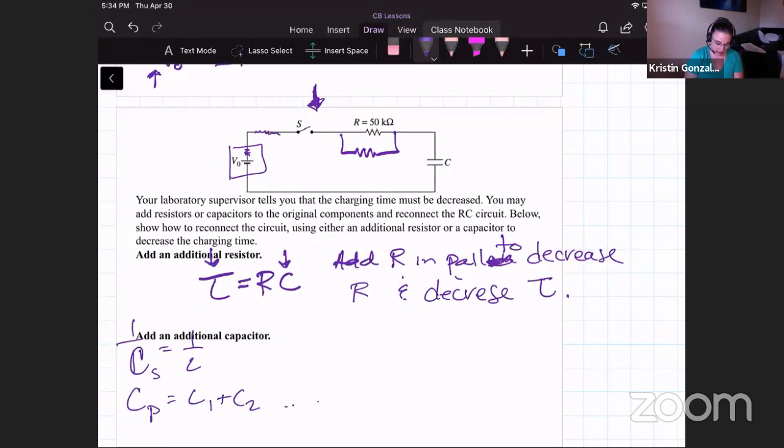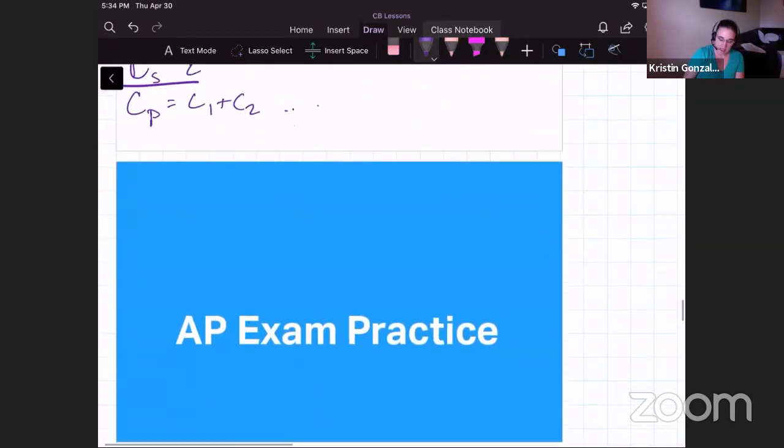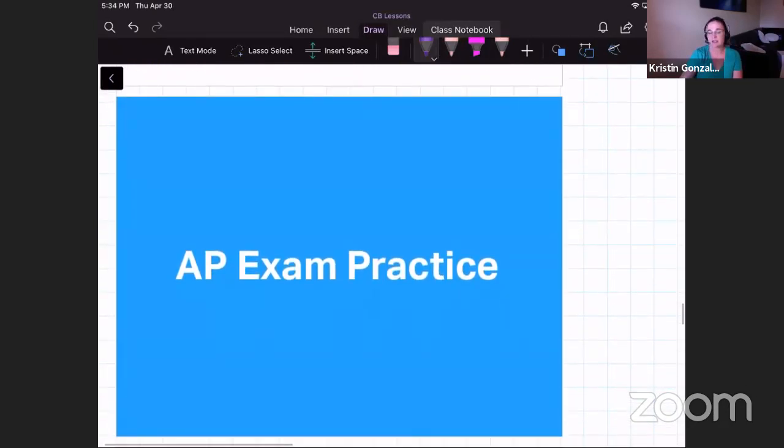So if I want to decrease the capacitance, well then I want to add one of these capacitors in series. So I could put a capacitor anywhere else in this circuit in series with this current one. So I could put it over here, anywhere within that circuit that's in series. Okay, so always thinking about what making changes does to your circuit and how you can apply those rules.